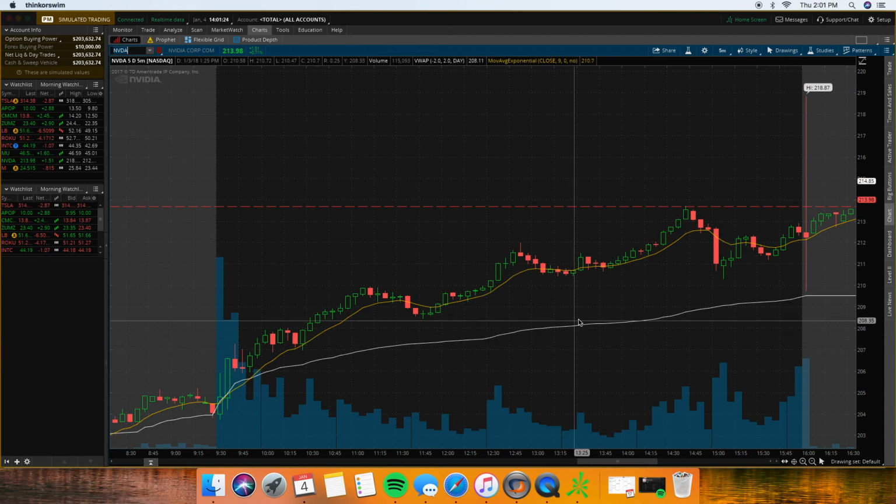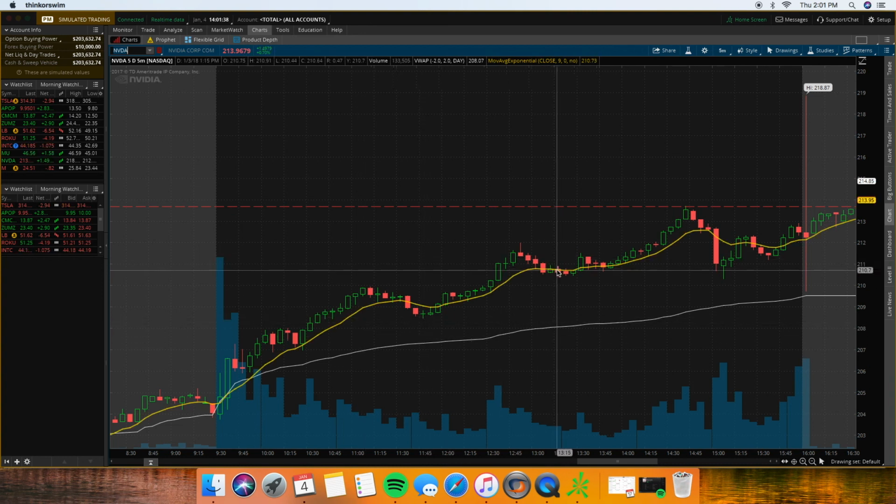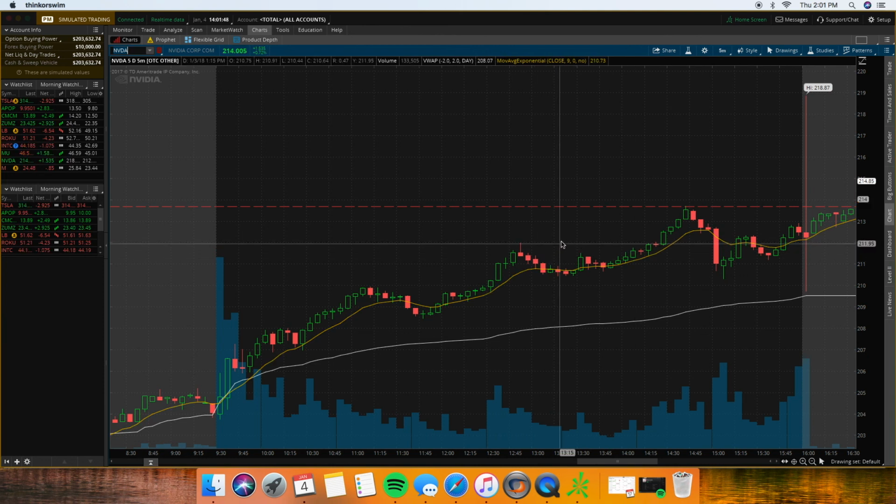Also, if you notice, the 9 moving average doesn't really work well with NVIDIA. NVIDIA is just one of those stocks that doesn't really care about the 9 moving average. Most of the times that I've traded it and there's not a lot of volume behind it or some sort of catalyst, I usually end up just getting chopped out, and it doesn't really quite work out.